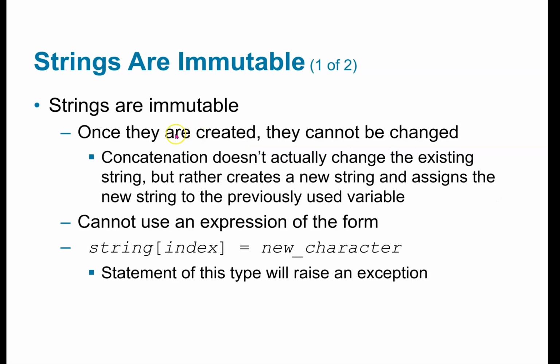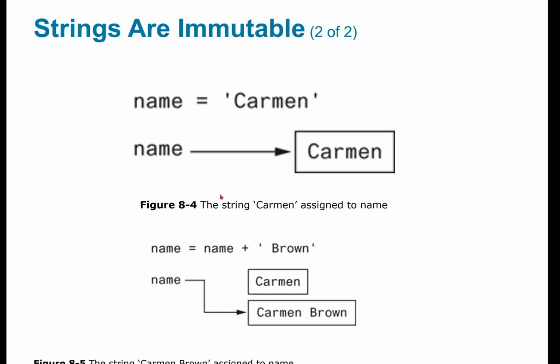Strings are immutable. What does that mean? Once they are created, they cannot be changed. Concatenation doesn't actually change either string. It creates a whole new string and assigns the new string to the previously used variable. You cannot use an expression of the form string sub index equals new character when index is beyond the string. This will raise an exception. You cannot assign them either because, again, they're immutable. We'd have to build a new one.